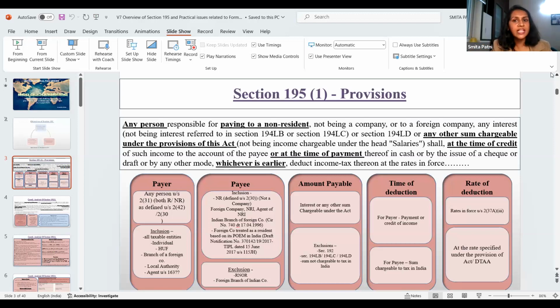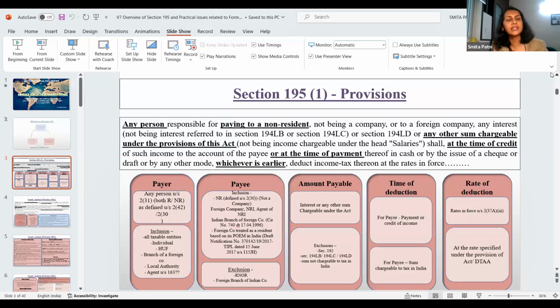Then the fourth exclusion is salary. Salary is already taxable under section 192, so it is excluded from the ambit of 195. But that doesn't mean that it is not taxable. It is taxable, but here we are not going to tax it. We are going to tax it under the respective specified section. So what is left is taxable here: that is interest and any other sum chargeable to tax.